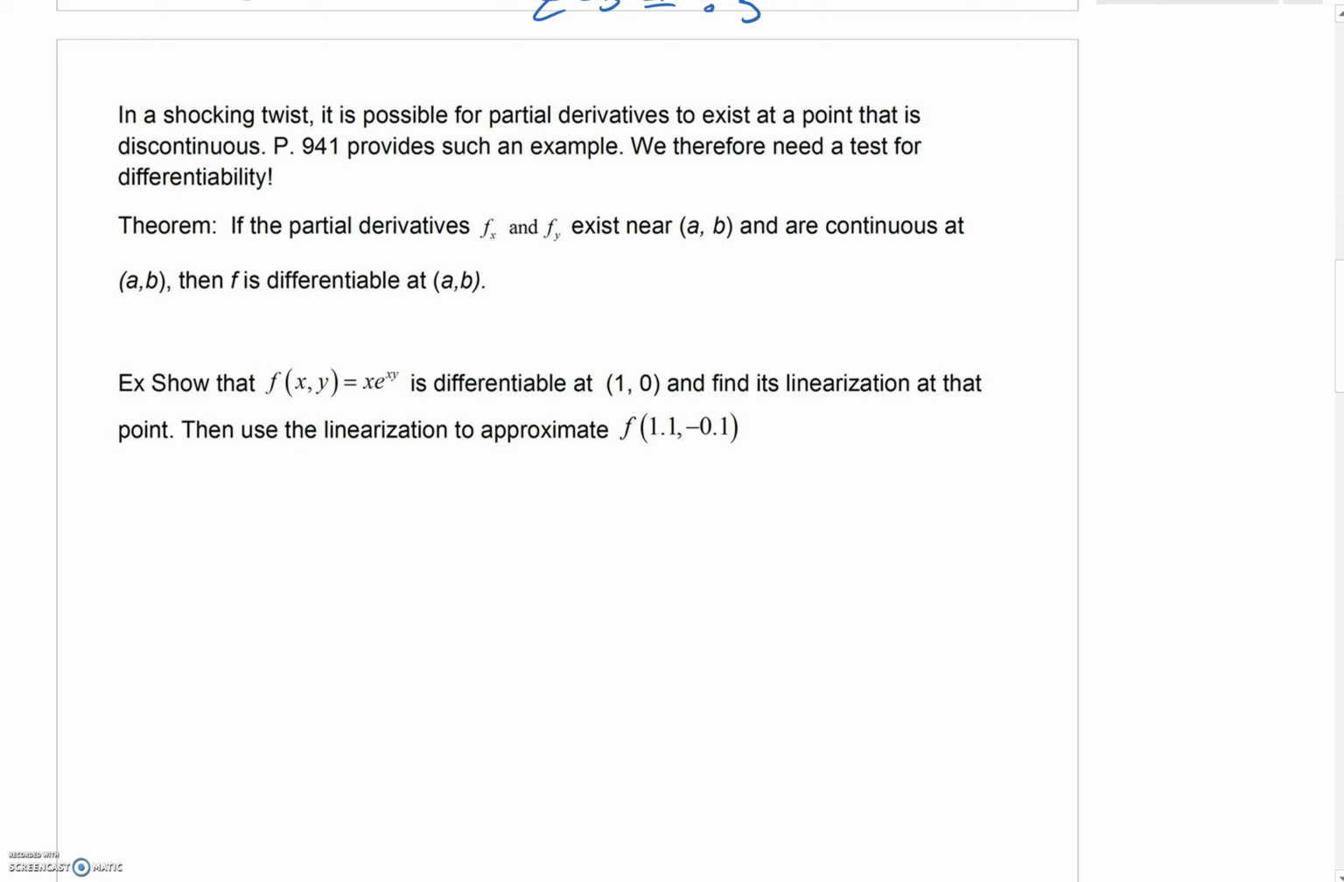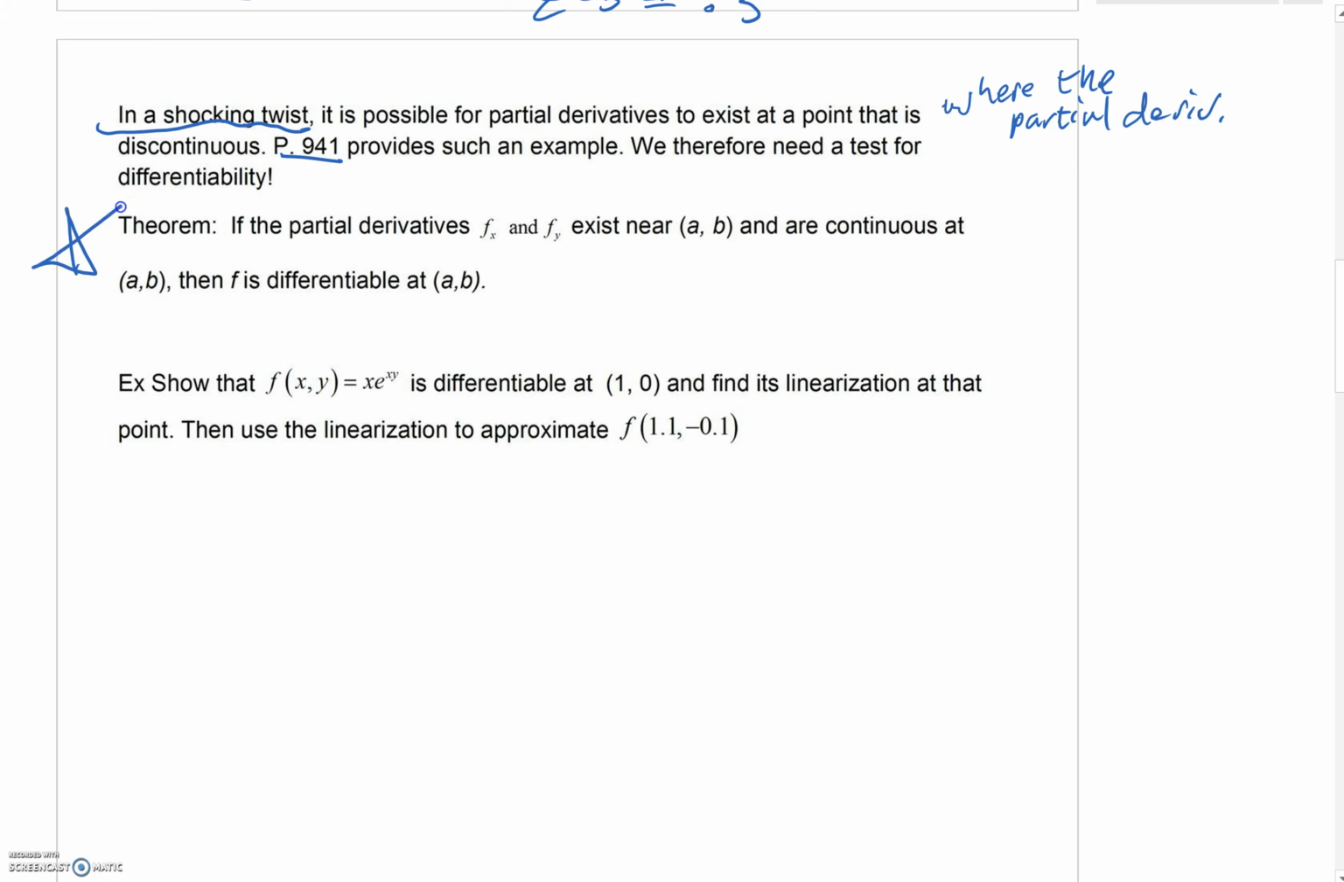Let's go to page 2. In a shocking twist, and this can be very strange, but it can happen: it's possible for a partial derivative to exist where the partial derivative is not continuous. It's pretty strange, but it can happen. Page 941 provides such an example. Kind of an extreme. How do we deal with this?